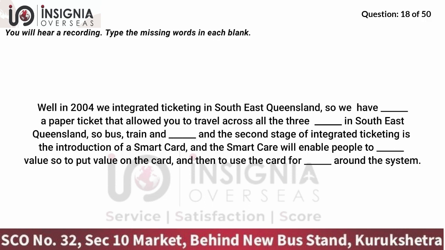Well, in 2004, we integrated ticketing in southeast Queensland. So we introduced a paper ticket that allowed you to travel across all the three modes in southeast Queensland, so bus, train and ferry. And the second stage of integrated ticketing is the introduction of a smart card. And the smart card will enable people to store value, so to put value on the card and then to use the card for travelling around the system.